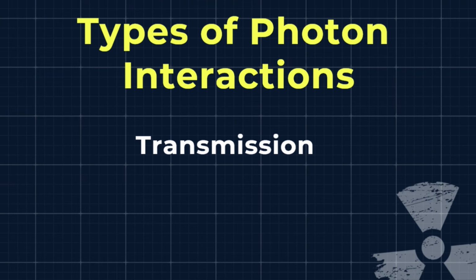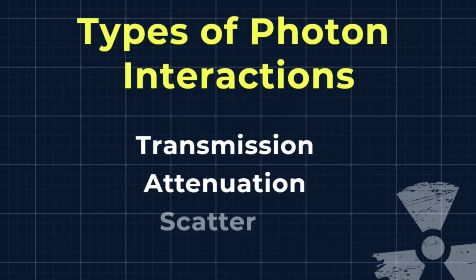With that said, there are three types of photon interactions that can happen with matter. The X-ray can be transmitted, that is, it can pass directly through the patient's body and hit the image receptor. Second, it can be attenuated or absorbed by the patient. And lastly, it can be scattered.